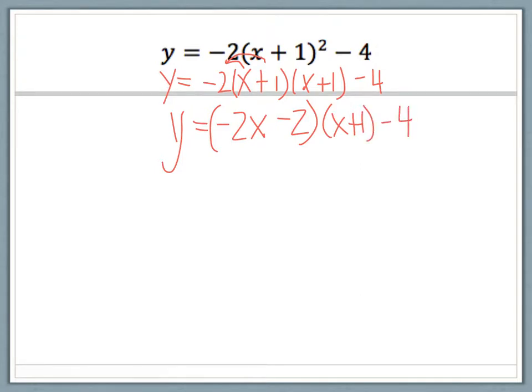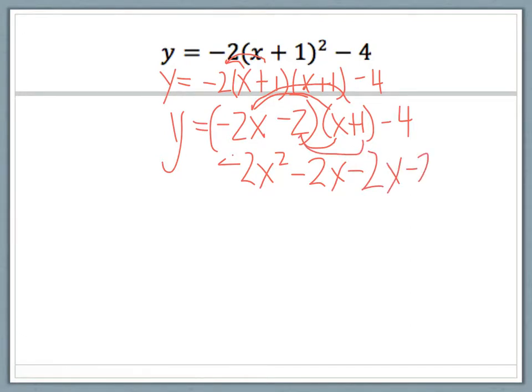Now I'm going to distribute these parentheses that I have now, my new set of parentheses. So negative 2x times x is negative 2x squared. Negative 2x times 1 is negative 2x. Negative 2 times x is negative 2x. And negative 2 times 1 is negative 2. And then don't forget to bring that 4 down, just minus 4. This is what y equals. So now I can combine my like terms.